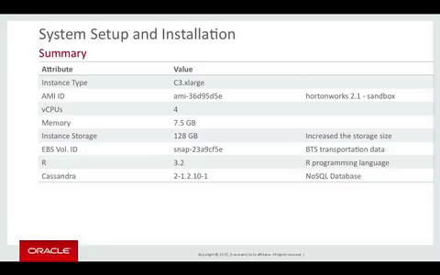System setup and installation summary. The instance type I used was a C3 extra large. I used Amazon Web Services, of course. The AMI ID is given. It's a Hortonworks 2.1 sandbox. 4 virtual CPUs, 7.5 gig of memory, 128 gig of instance storage. That's increased from the default to 50 gig. The EBS volume ID is the snapshot of the BTS transportation data.